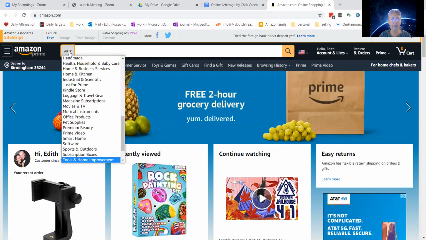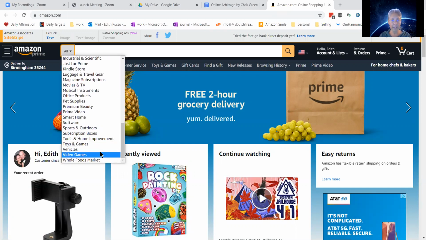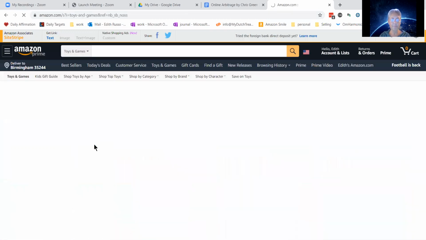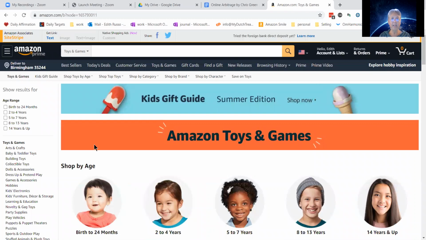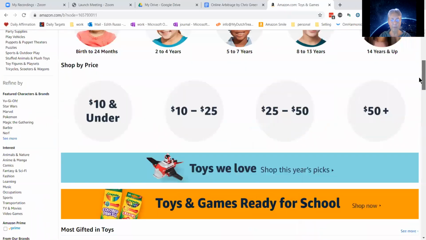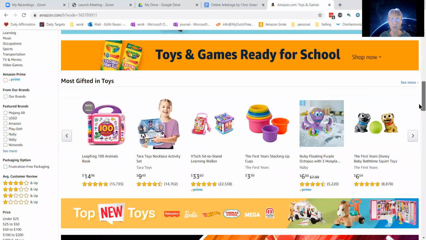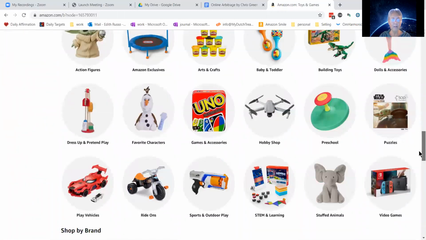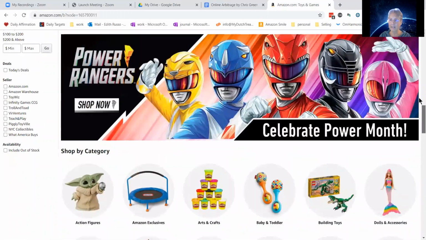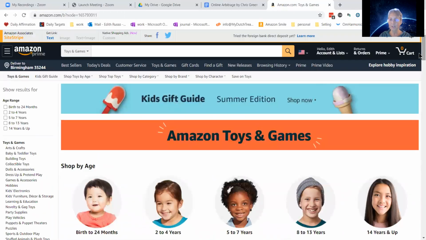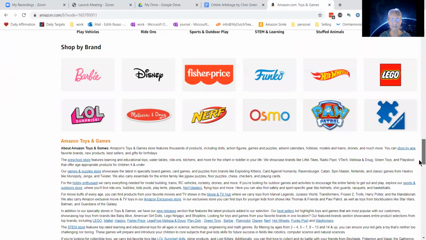So I went to look at the toy category. When you get to the landing page for toys and games, there's not an ability to sort here, but you can select subcategories within toys and games. On this landing page, you can shop by age, shop by price, see the most gifted toys, shop by category, shop by brand, and that's it. It doesn't really show you any products.